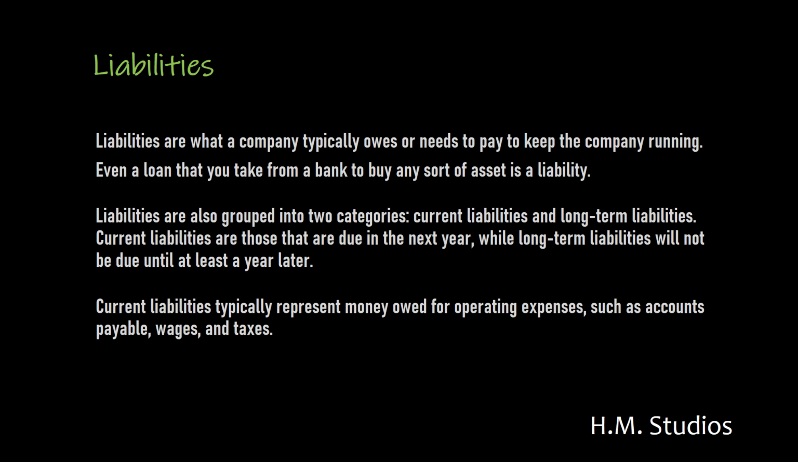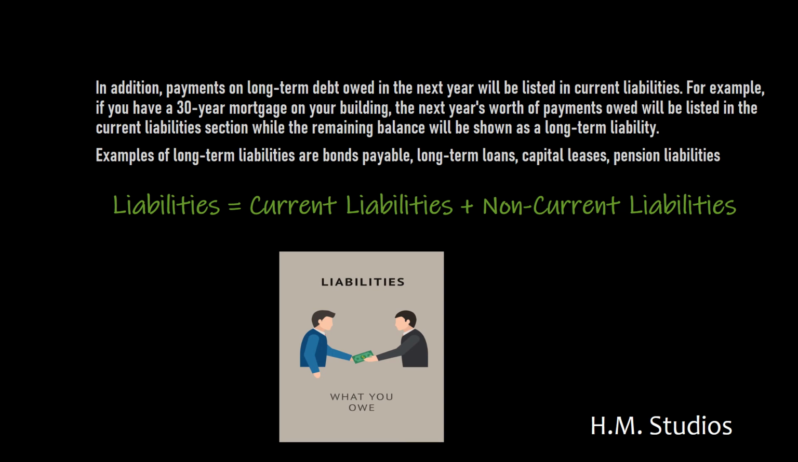So the examples of current liabilities are accounts payable, wages, and taxes. Examples of long-term liabilities are bonds payable, long-term loans, capital leases, pension liabilities. Liabilities equal current liabilities plus non-current liabilities.